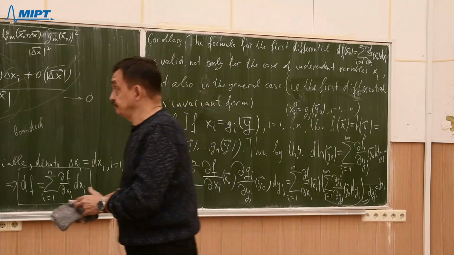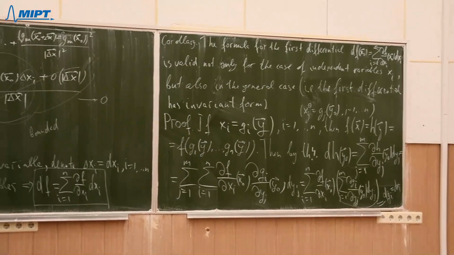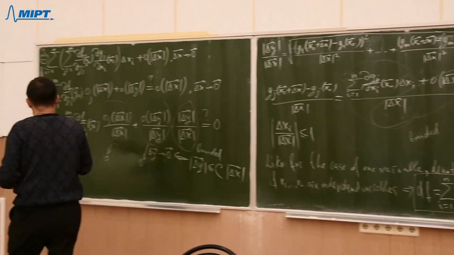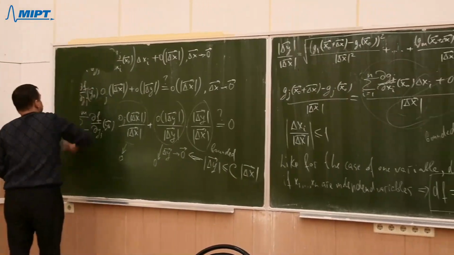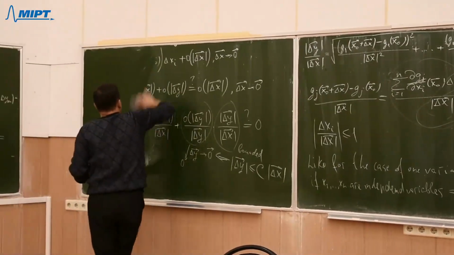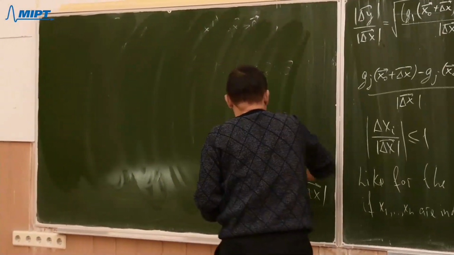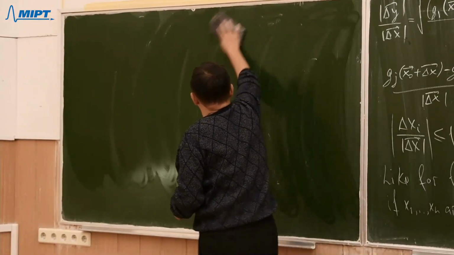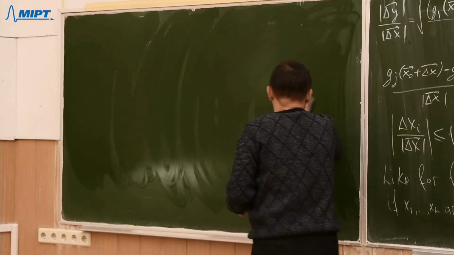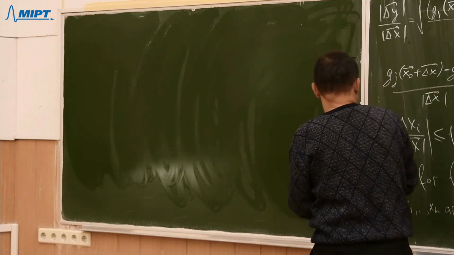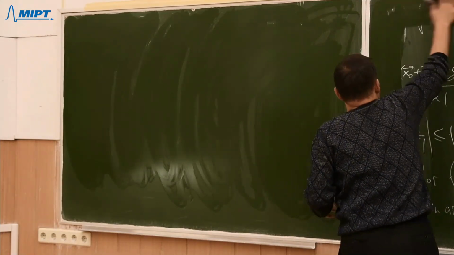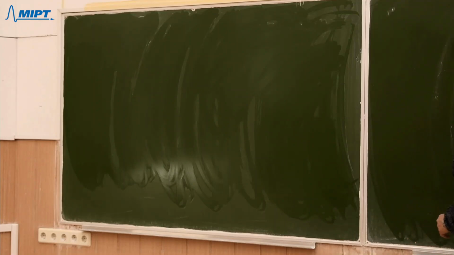Okay. Now we start a new section. Section 2. Geometric sense of partial derivatives and gradient.